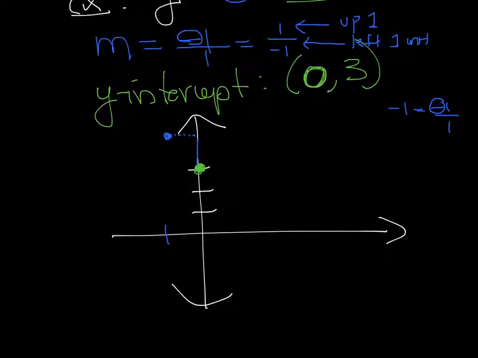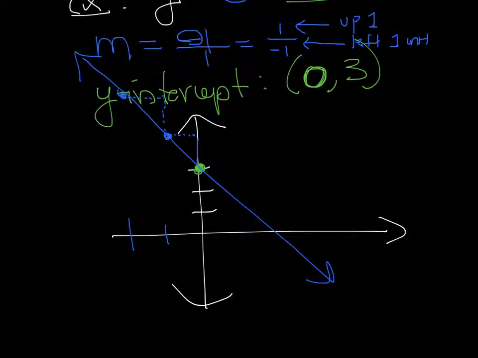I can keep doing this again to generate more points. I can go up 1, and then go to the left 1 unit, and there's another point. So if we connect the dots, there is our linear equation. Now, I do want to say, let me erase this.